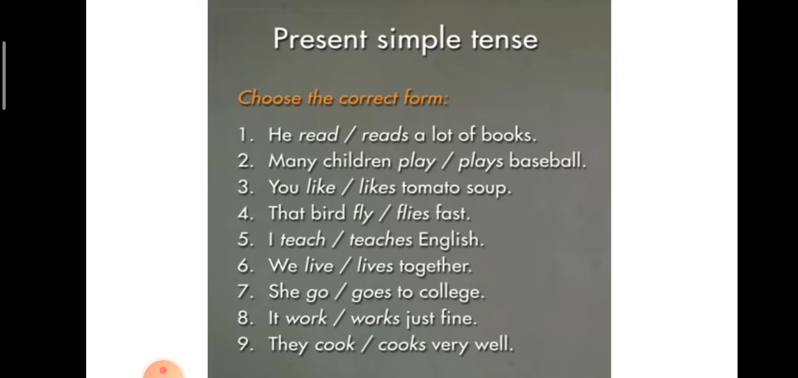If you have noticed the previous slide, you would know that when the subject is I, you, we, they, those men, my friend, the verb stays the root. For the third person, you just add s or es to the verb: he, she, it, that man, or any naming word. So let's know the answers for these sentences.